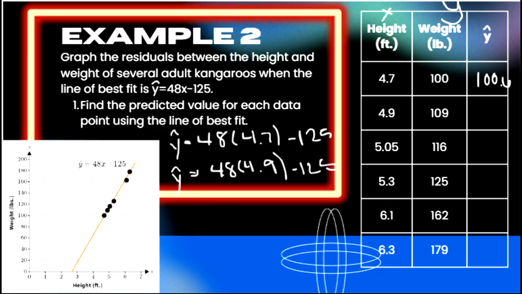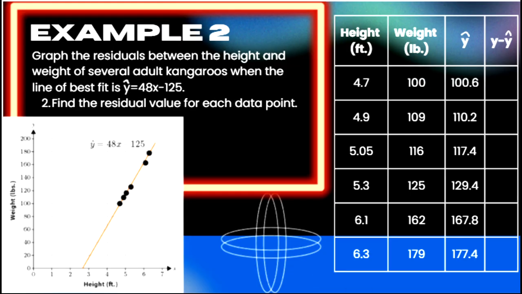We have 48 times 4.9, which gives us 235.2, minus 125 gives us 110.2. You would follow those same steps for the rest of the table all the way down, and it gives us these values. Then we need to find the residual for each value. So we take y minus y hat, just subtracting straight across between these two columns. 100 minus 100.6 gives us negative 0.6.